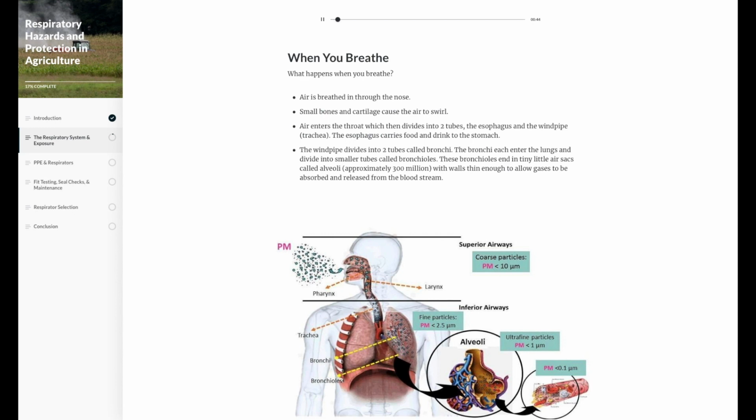What happens when you breathe? Air is breathed in through the nose. Small bones and cartilage cause the air to swirl. Air enters the throat, which then divides into two tubes, the esophagus and the windpipe, or trachea. The esophagus carries food and drink to the stomach. The windpipe divides into two tubes called bronchi. The bronchi each enter the lungs and divide into smaller tubes called bronchioles. These bronchioles end in tiny little air sacs called alveoli, approximately 300 million, with walls thin enough to allow gases to be absorbed and released from the bloodstream.